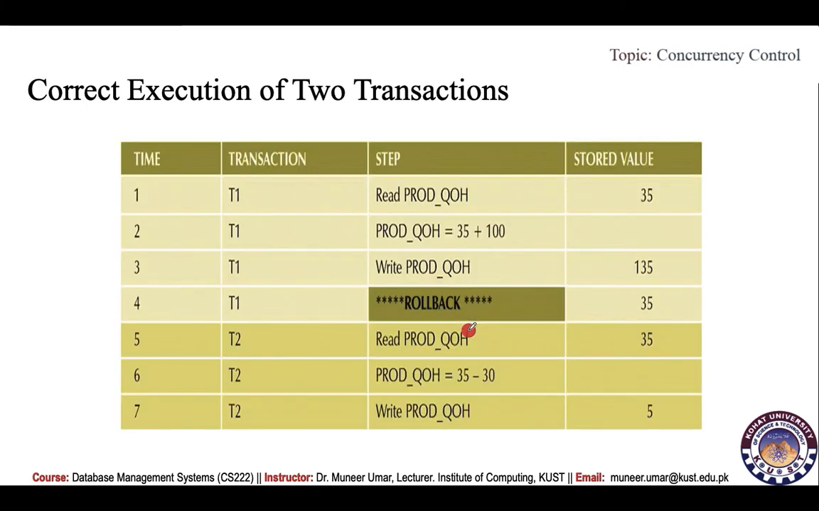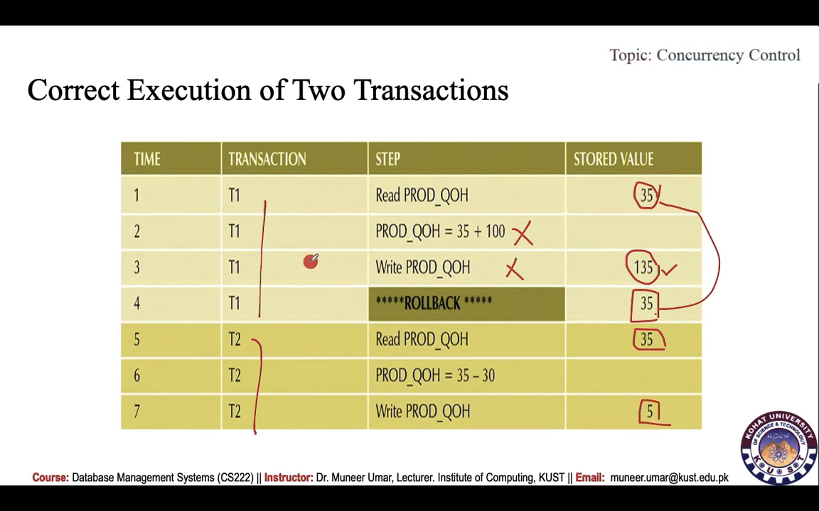So here we have a normal sequence, T1, T2. First T1 is executed, then T2. T1 got a value, 35 plus 100, and made it 135, but after that it rolled back. So the value is 35 again. So this one actually got cancelled. Also this one got cancelled due to rollback, and the previous value is maintained. T2 got this 35 and subtracted 30 from it and made it 5. Both are in serial, so there is no conflict.